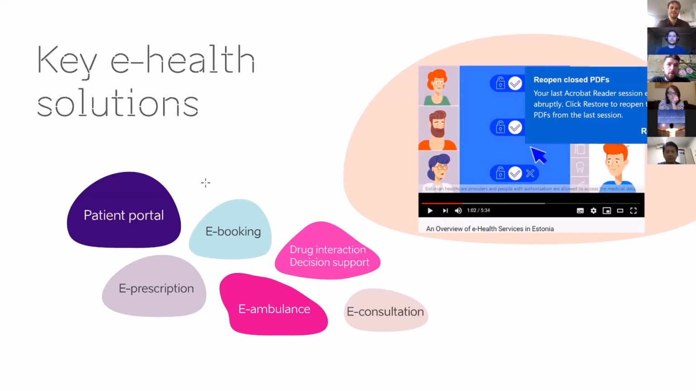E-ambulance systems are a way for ambulances to quickly gather data about the patient before they even see them. So they already know what kind of diagnoses they have, what prescriptions they take, anything that might be relevant when going to see that patient.